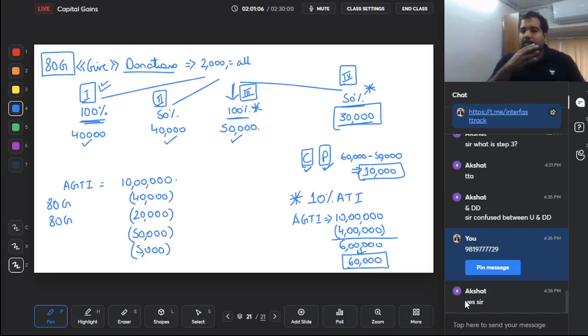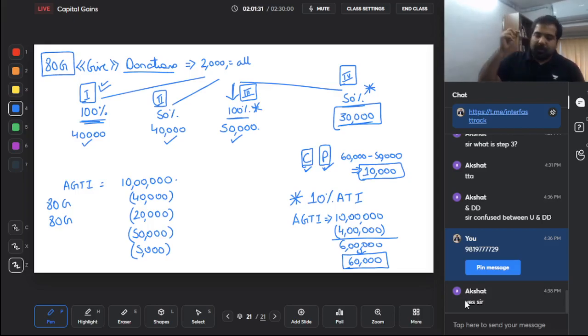There are four categories: 100, 50, 150. First two categories are plain and easy. Whatever you donate, take 100%. Whatever you donate, take 50%. But third and fourth, if they come in the exam, then you stop, do everything else, all deductions, and wait for this one. Third and fourth category require a cake size, which will be shared between third and fourth. The cake size is 10% of ATI. ATI is the available GTI minus all deductions except ATGG.